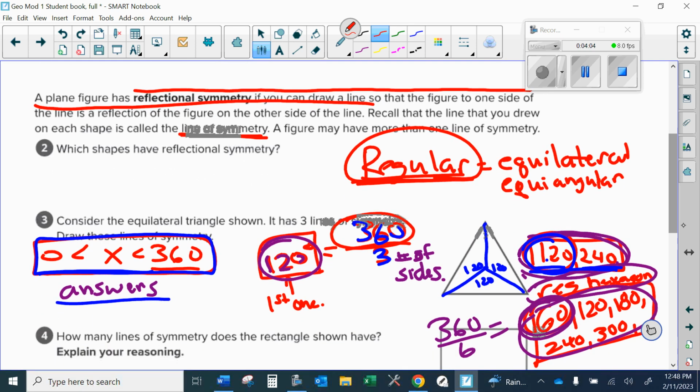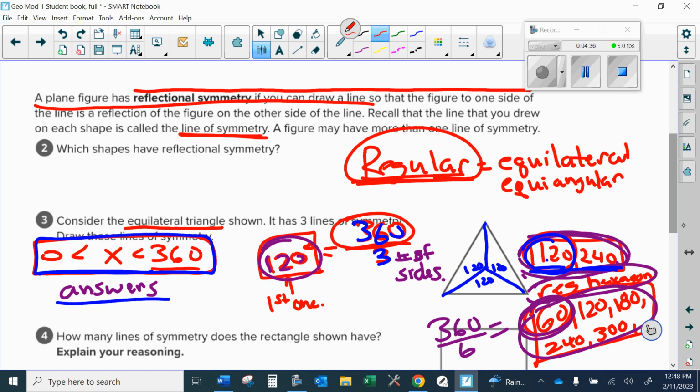Which shapes have reflectional symmetry? Any regular polygon is going to have reflectional symmetry. And remember, it goes by the number of sides. It says consider an equilateral triangle. An equilateral triangle is also equiangular, which means it's a regular polygon. They don't usually call it a regular triangle, but that technically is what it is. It has 3 lines of symmetry because, again, it has 3 sides. As I told you, that's what the rule is.